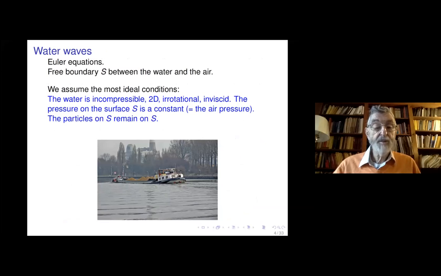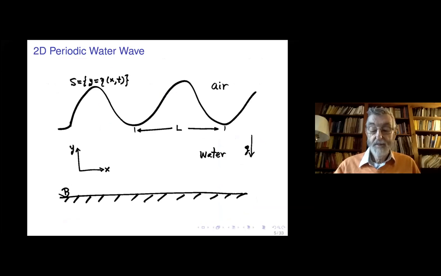Maybe I should draw the picture first. Here's a simple picture drawn freehand, where I'm going to be talking about 2D waves, so the other horizontal coordinate is independent of that. So I'll use y as the vertical, and the surface is given by a function y equals eta of x and t. And if it's periodic, then it has some period L, which I'll take to be 2 pi for simplicity. And you have gravity pointing down and a flat bottom.